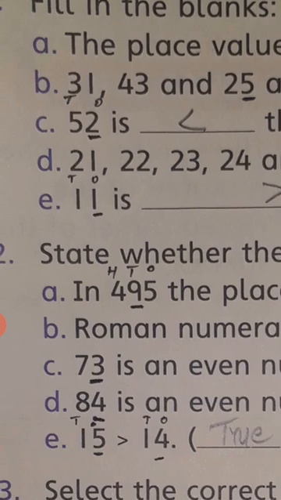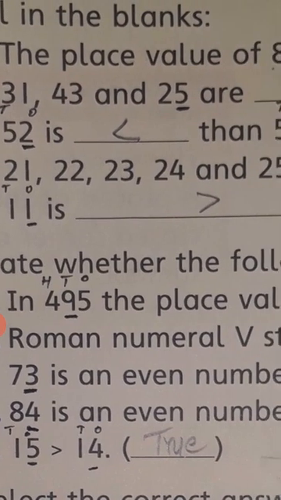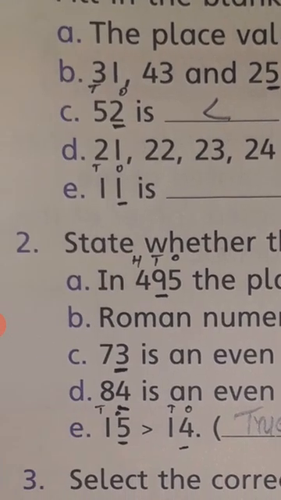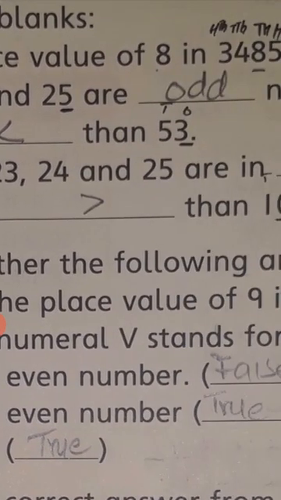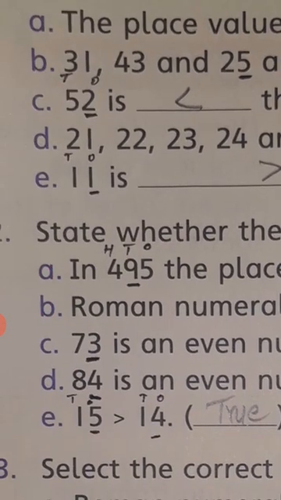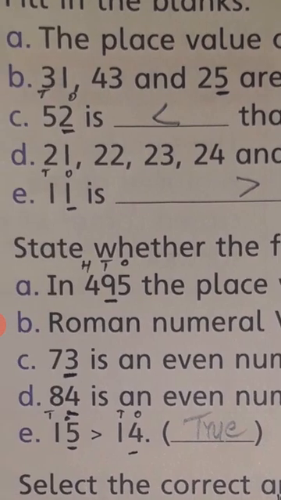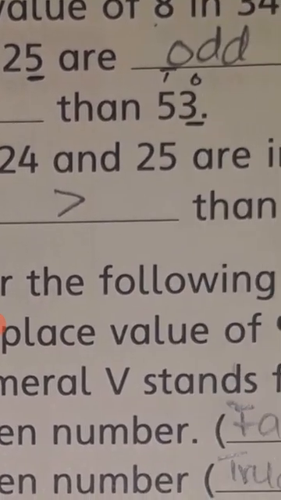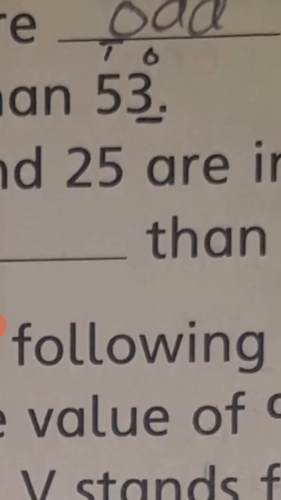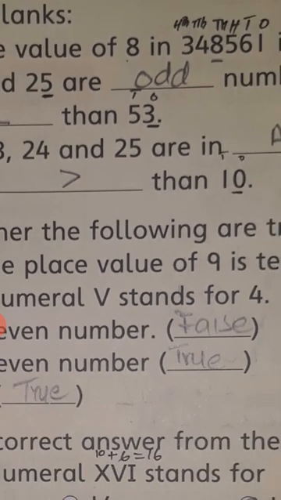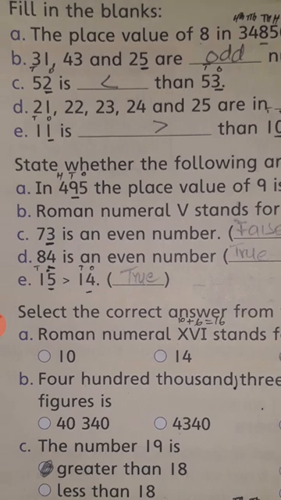Now C, 52 is dash then 53. Mention ones and tens on both values. Now compare. The first digit on tens side is 5, and there also the first digit is 5, so neglect it. Move to the next digit, which is ones. Here under ones there is 2, and in the second value under ones there is 3. It means both digits are different, so we will compare these digits. So 2 is less than 3 or 2 is greater than 3? Very good. 2 is less than 3.